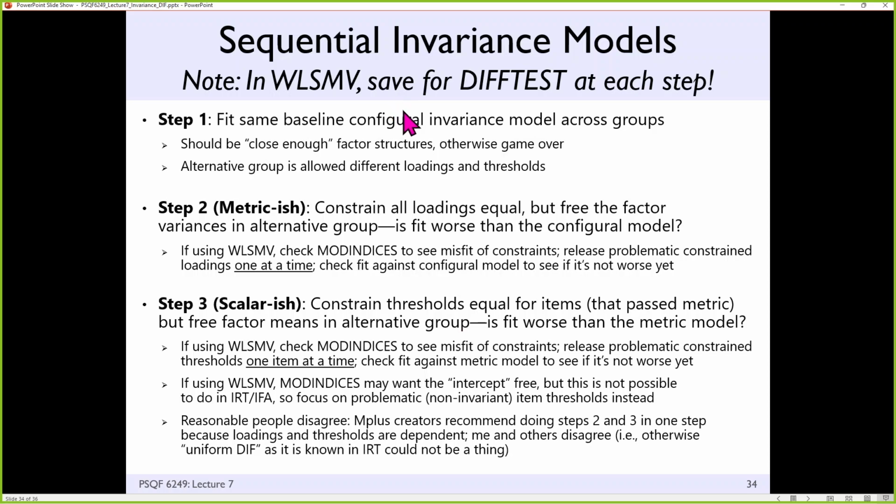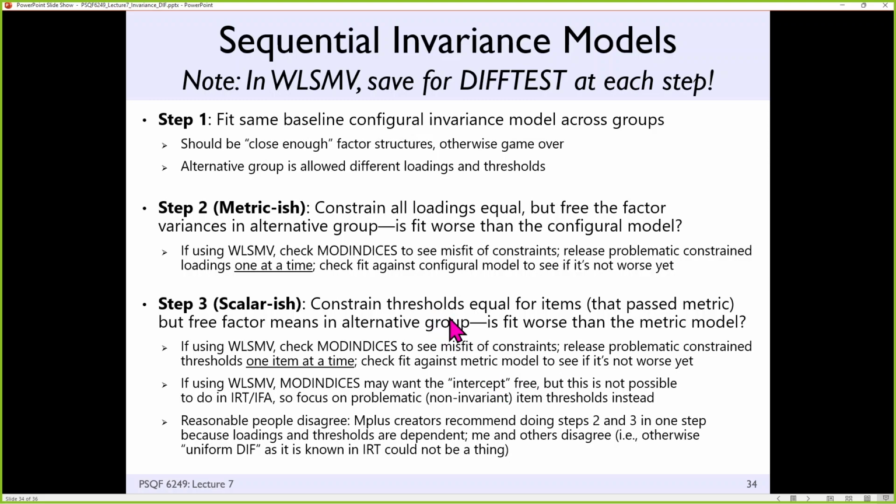I want to make sure you're aware that not everybody agrees on this process. The folks that come at this from a CFA perspective would proceed through the steps in the same way that we would in those models. Loadings first, then instead of intercepts, we have thresholds, but it's the same. However, some IRT folks, as well as the people who made Mplus, the Muthéns, in their documentation recommend constraining metric and scalar at the same time. So they recommend fixing the loadings and thresholds all to be equal at once because they're dependent on each other, is the idea.